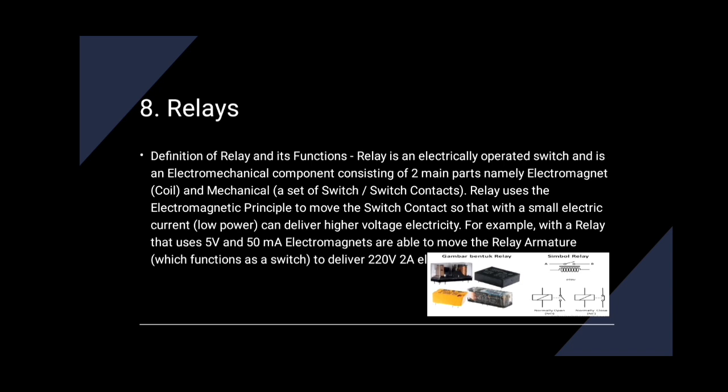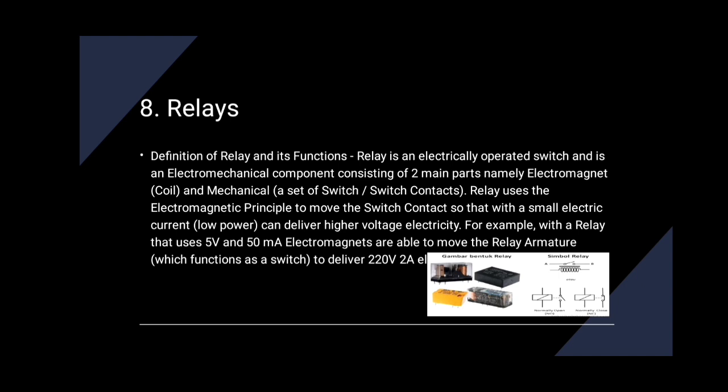Relays use the electromagnetic principle to move the switch contact so that a small electric current, low power, can deliver higher voltage electricity. For example, with a relay that uses 5 volt and 50 milliampere, the electromagnet is able to move the relay armature, which functions as a switch to deliver 20 to 100 volt to ampere electricity.